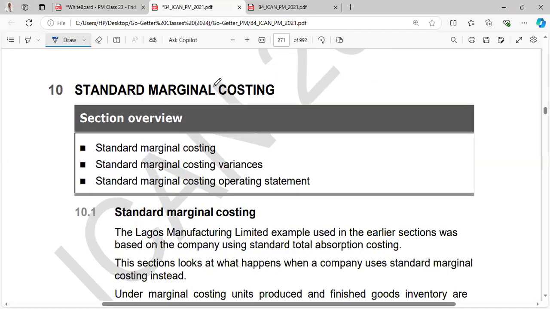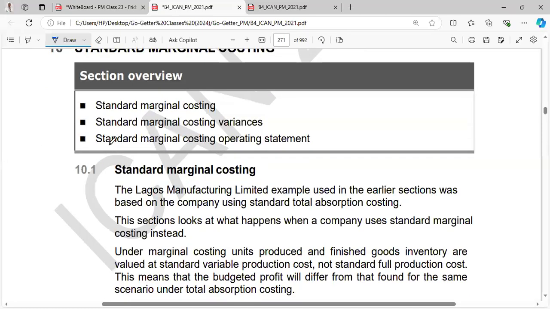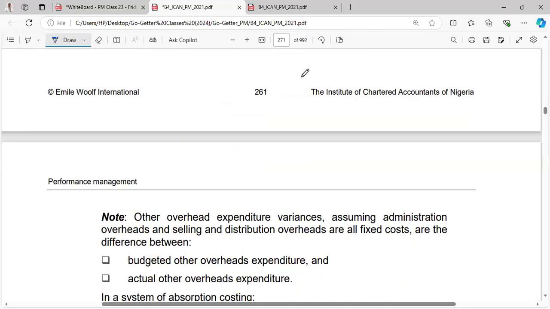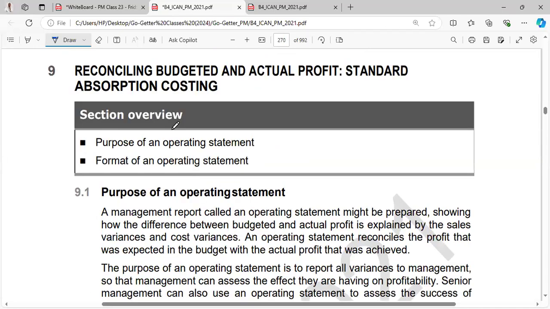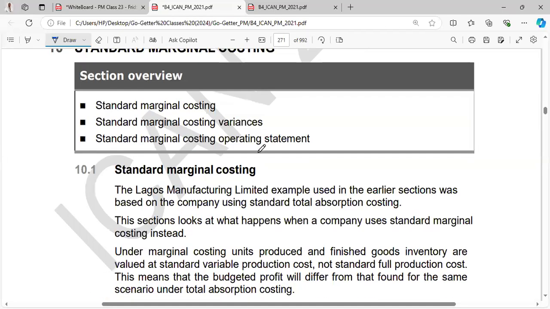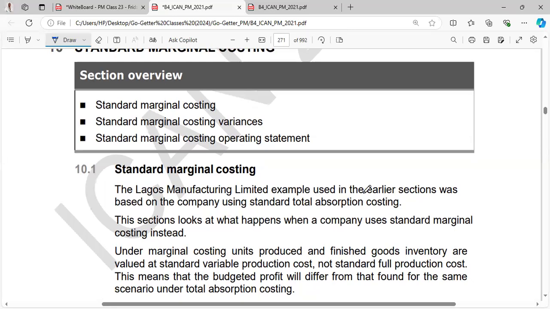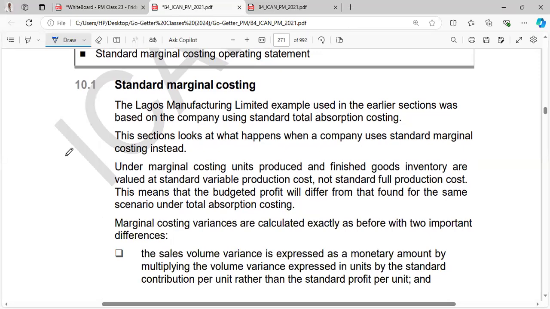Now, standard marginal costing. So what we used before was absorption costing. Standard absorption costing. Now this is standard marginal costing, where we have contribution and all that. The Lagos example we used was based on standard total absorption costing. And what if we were to use standard marginal costing instead?